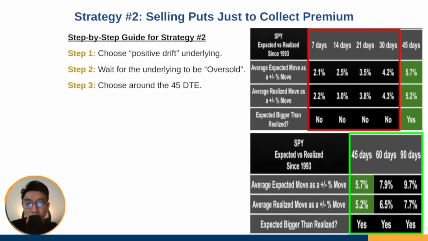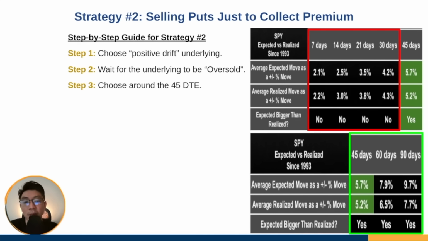Now, step number 3. So you notice in strategy number 1, I didn't really bother too much about which DTE we want, right? I'm not that particular. But for step number 3, for this strategy, we must be particular because again, we do not want to be assigned. So for this, we want to choose anything that's around 45 DTE. I like to generally choose above 45 DTEs as well. And the main reason, as you can see down here, is because the study has already shown that there is no edge if you go lesser than 45 DTE.